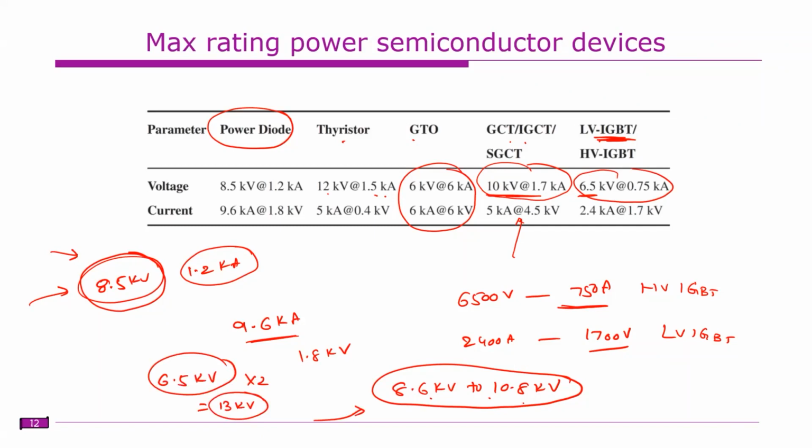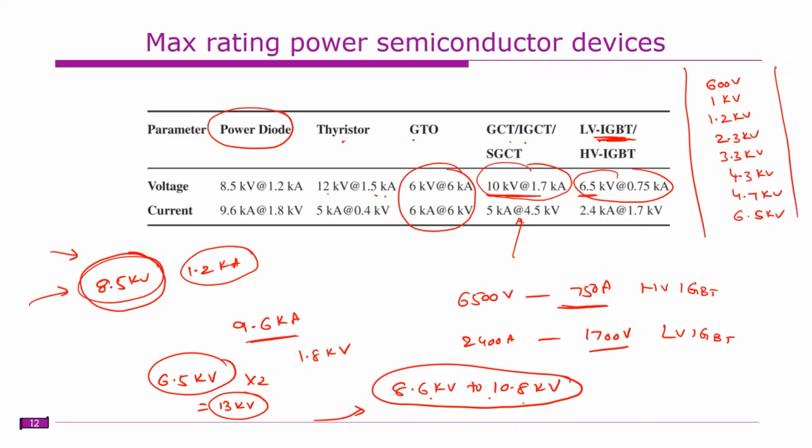Generally, manufacturers provide 600 volt devices, 1 kV devices, 1.2 kV, 2.3 kV, 3.3 kV, and 4.3 kV devices, and some manufacturers have 4.7 kV devices, and 6.6 or 6.5 kV devices. These numbers may vary depending on the manufacturer.